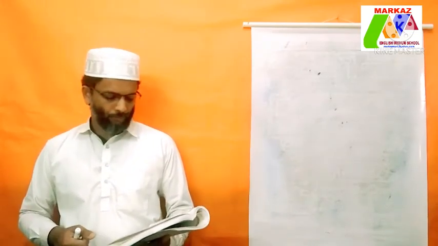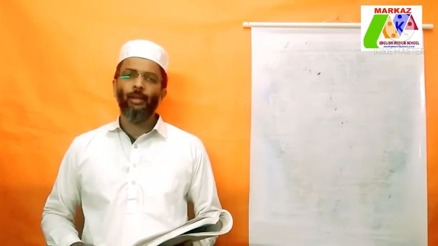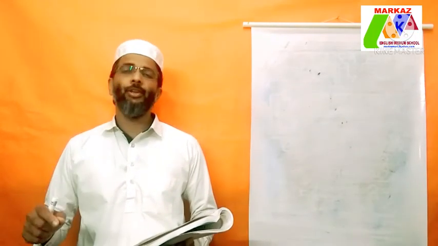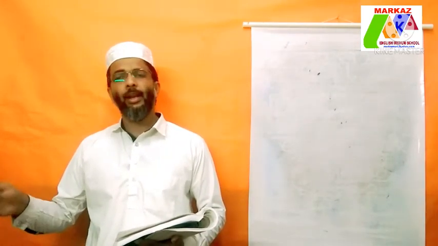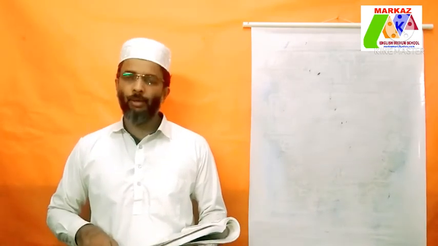Question number B. Write 2 odd numbers. Odd number means a whole number that is not divisible by 2. For example, 1, 3, 5, 7, 9, 11, 13 and so on. Write 2 odd numbers: 3 and 5.